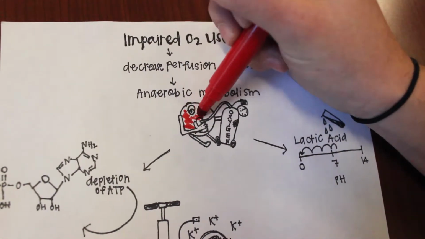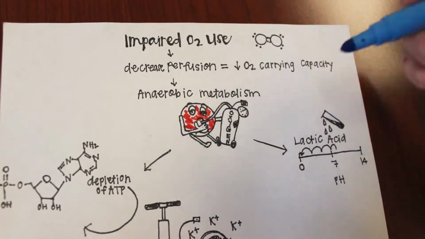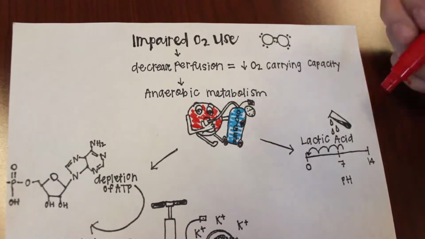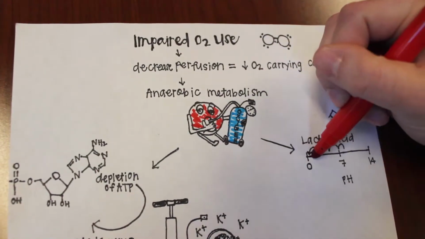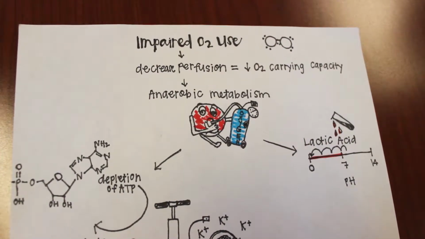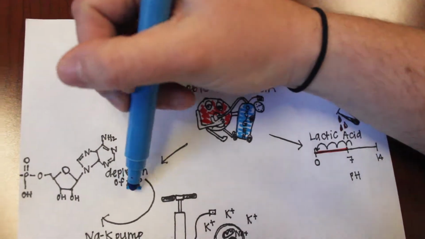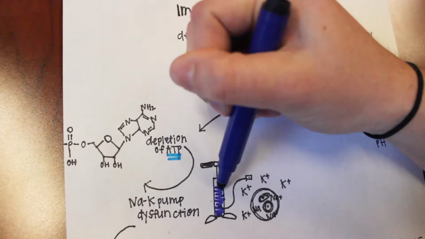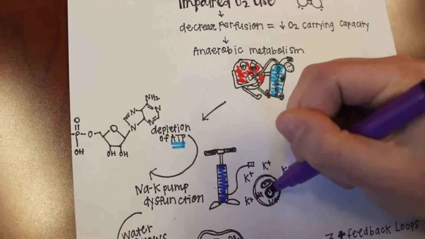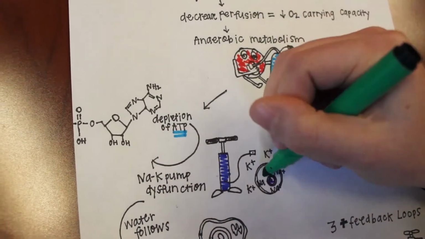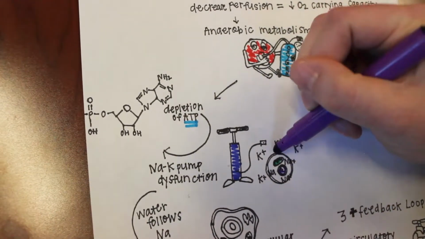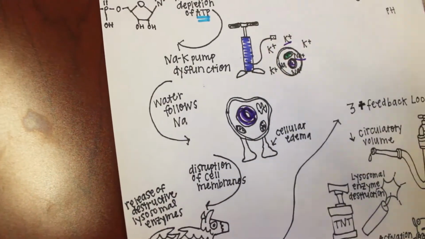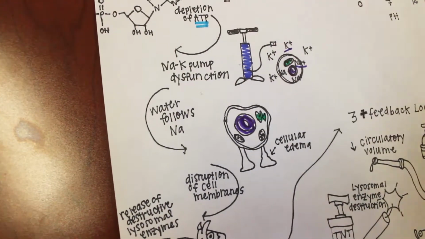Impaired cellular metabolism will result in impaired oxygen use. With decreased oxygen carrying capacity and utilization, anaerobic metabolism will occur. A byproduct of anaerobic metabolism is lactic acid, which causes a decrease in pH. Anaerobic metabolism will deplete ATP, which causes the sodium-potassium pump to become dysfunctional. Sodium will accumulate inside the cell, while potassium will accumulate outside of the cell, the opposite of what normally occurs. This shift in electrolytes affects both the brain and the heart.